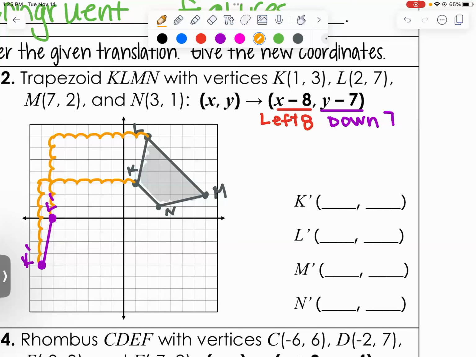Let's go to M. And we need to go left. Not 3. 1, 2, 3, 4, 5, 6, 7, 8. And then down. 1, 2, 3, 4, 5, 6, 7.